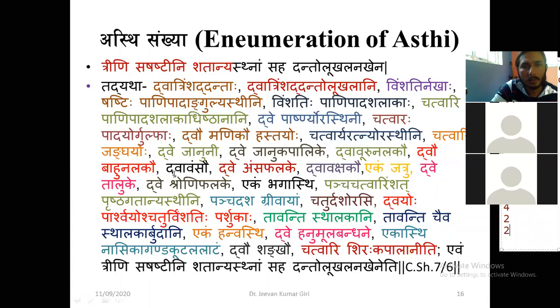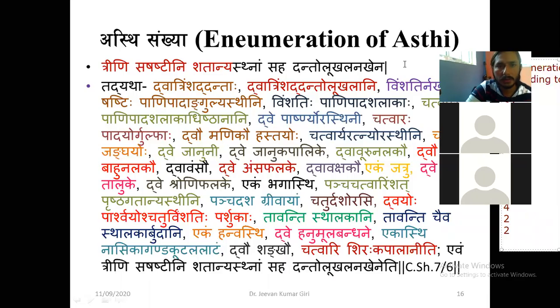Now next is the Dvava Amsha. Just write Amsa and write 2. Now next is the Dvabe Amsa Falake. Just write Amsa Falaka and write 2. Then Dvaba Aksheka. Aksheka Asti here. So that is 2 again.